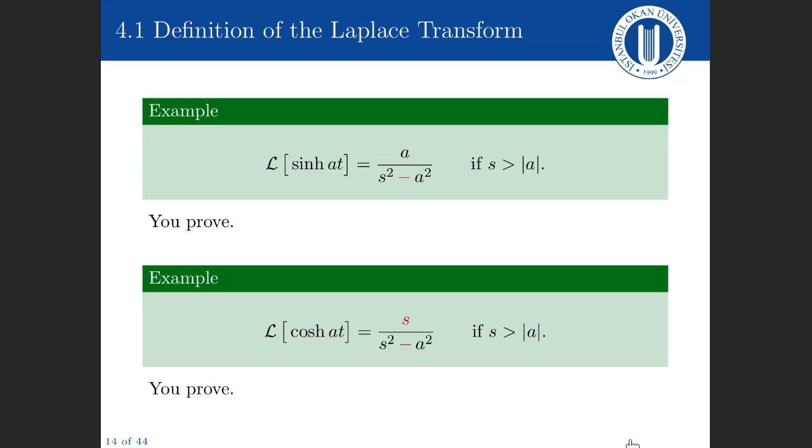Or if we'd used cosh, the Laplace transform of cosh(at) is s divided by s squared minus a squared. And these two formulae are true if s is strictly greater than the absolute value of a.